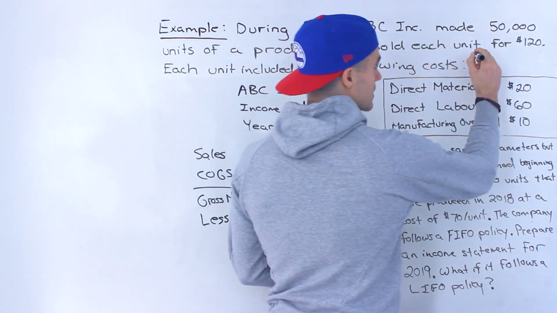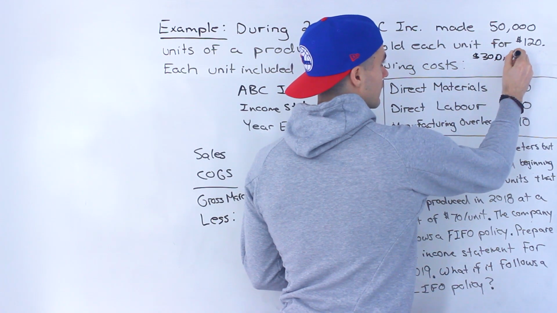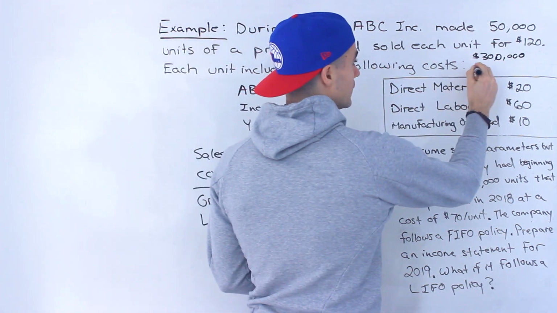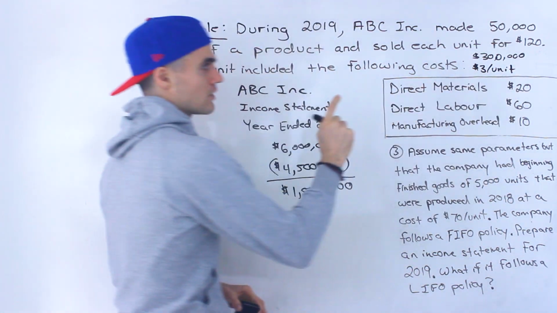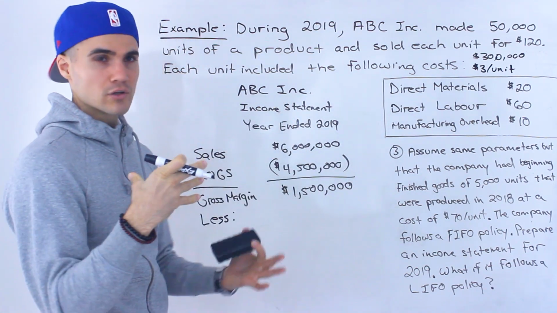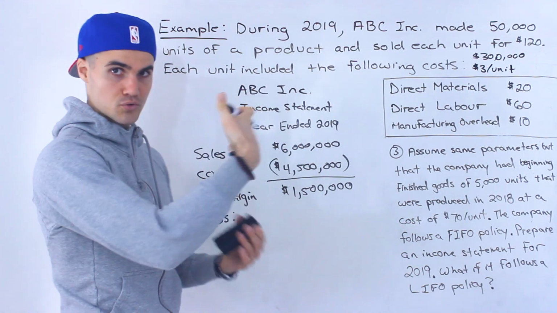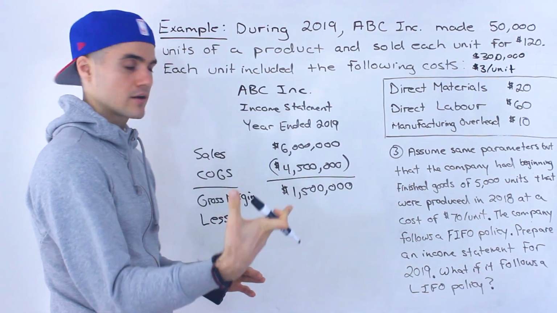Let's actually write it on the side here. So we got 300,000, plus they were paid a commission of $3 per unit. And then we were also told that other admin or general admin expenses was 200,000. So we have to incorporate those three things on the income statement because they're periodic costs.